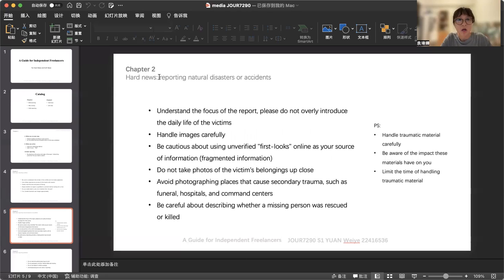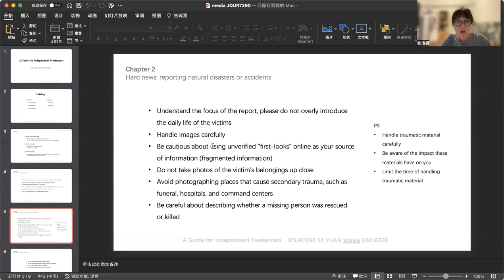The second one is reporting natural disasters or accidents. The first is to understand the focus of the report. You need to think of the point: when you're reporting a natural disaster or accident, you don't need to report on the family. And the second one is handle pictures carefully. Accidents and natural disasters always bring trauma, so please blur the pictures or videos.